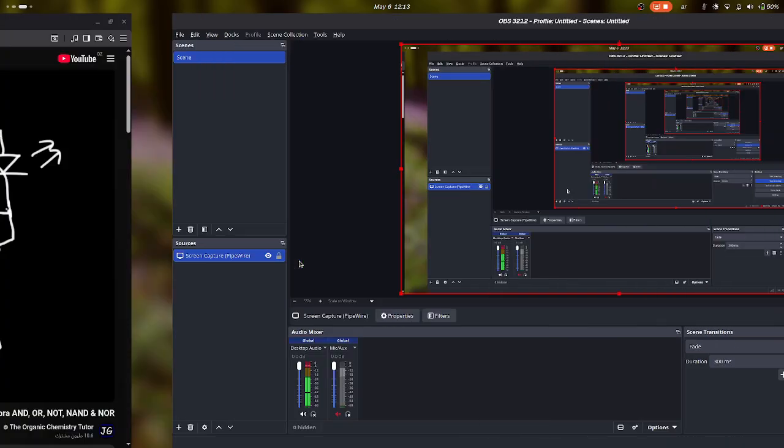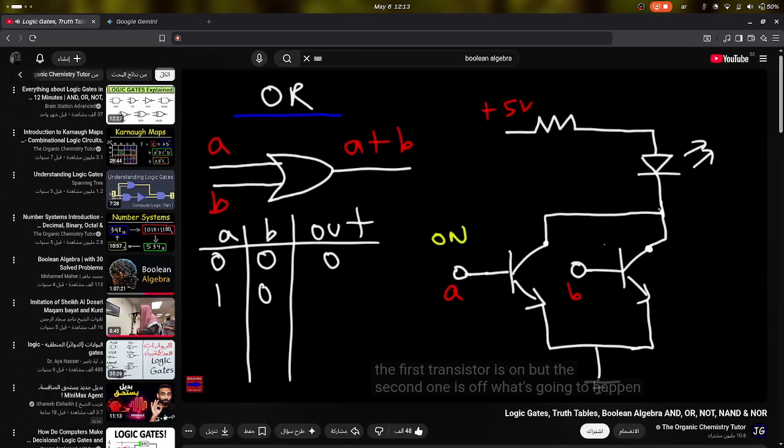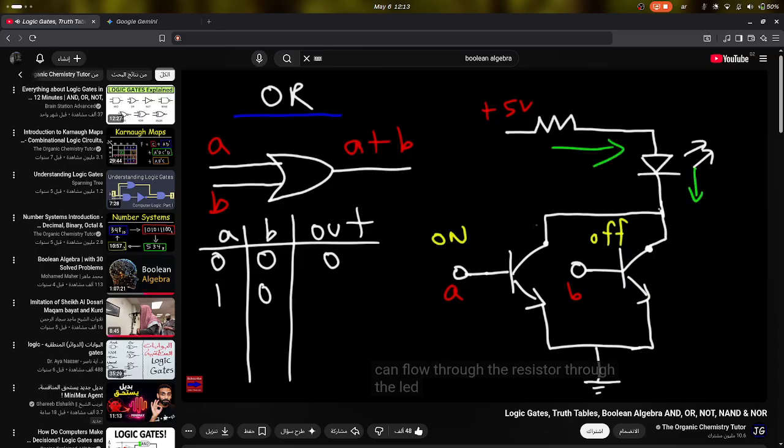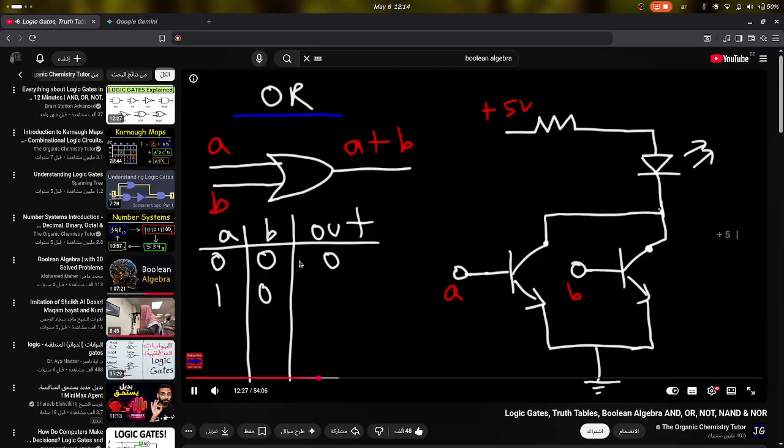Now what about if the first transistor is on, but the second one is off? What's going to happen? Current can flow through the resistor, through the LED, but through the transistor that is on. So therefore, there's a path from the positive voltage source to the ground.